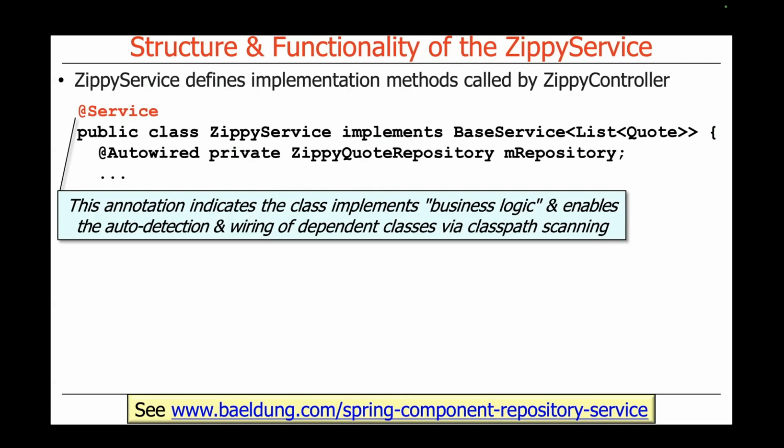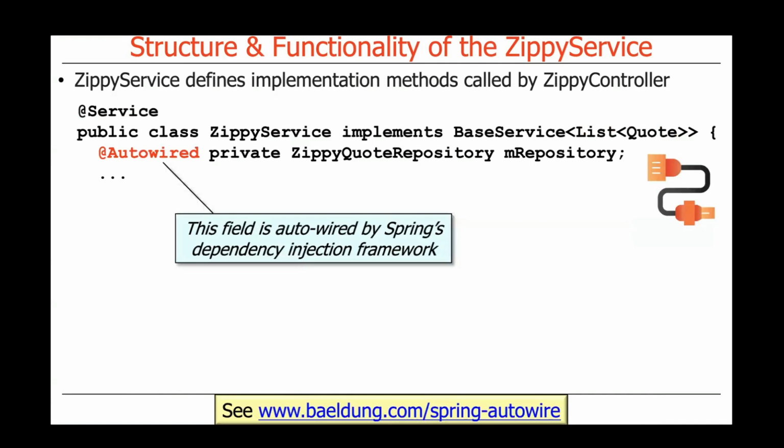As usual, we annotate the Zippy service with the @Service annotation to inform Spring that this is the business logic part of the microservice, and it will go ahead and do auto detection and wiring of dependent classes via class path scanning.